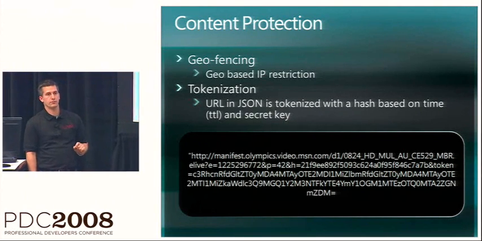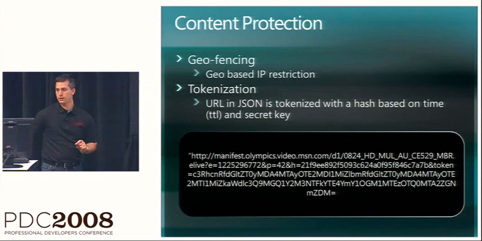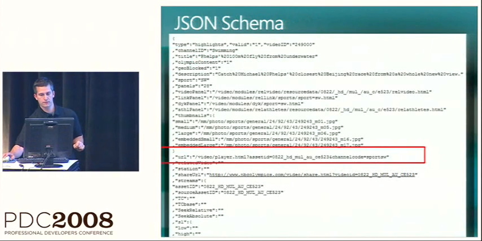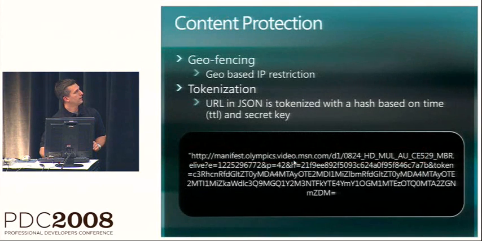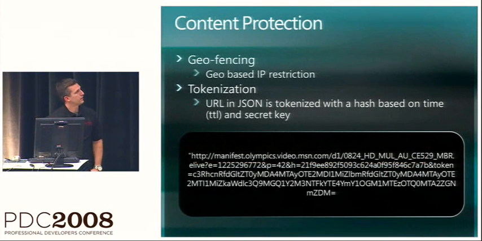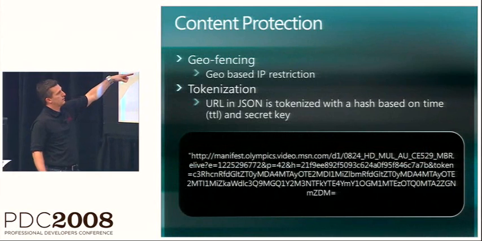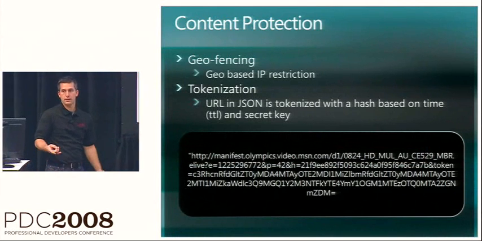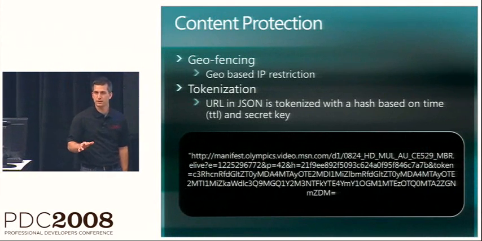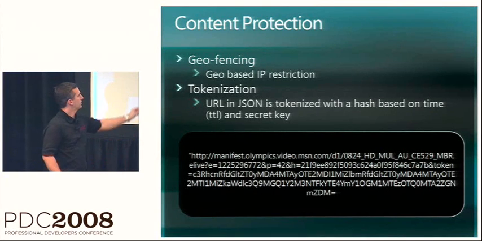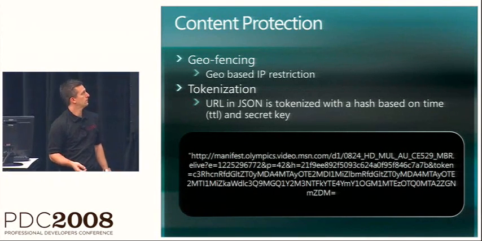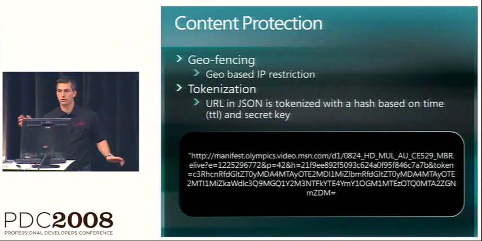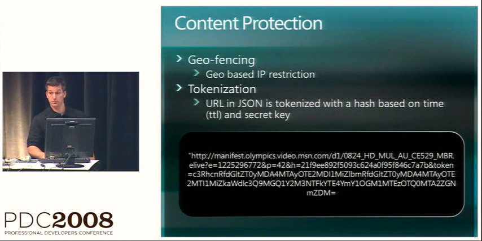The more significant thing that we did was tokenization. So the URLs, the ones that I showed you, are the friendly URL of the actual video. But every time a JSON file was served up, we tokenized that URL based on time and a secret key with a TTL of about 2 minutes. So you could pass it around for roughly 2 minutes and get access to the content. After that, the URL expired, and from a player perspective, it would look like the video never existed.